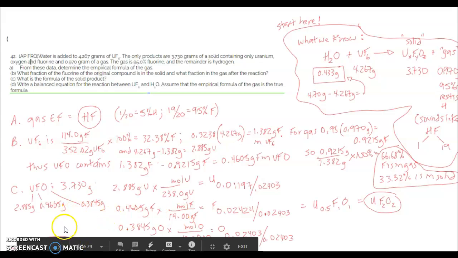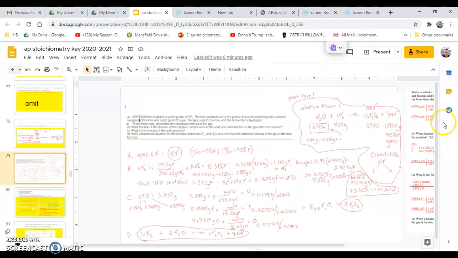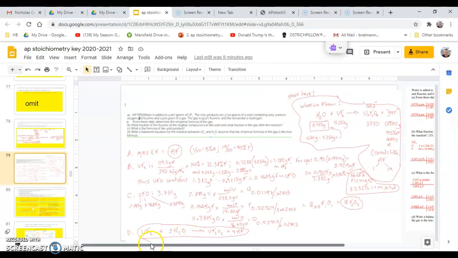If you're seeing this black thing on top of it, you're not going to see the balanced chemical equation, but it must be. Can I move this thing? Can I exit this thing? Well, this will work. There it is. The balanced chemical equation is UF6 plus H2O makes UF2O2 plus HF. And when you get the numbers in front, meaning actually balance, it's 1 to 2 to 1 to 4. And that is part D, the balanced chemical equation.